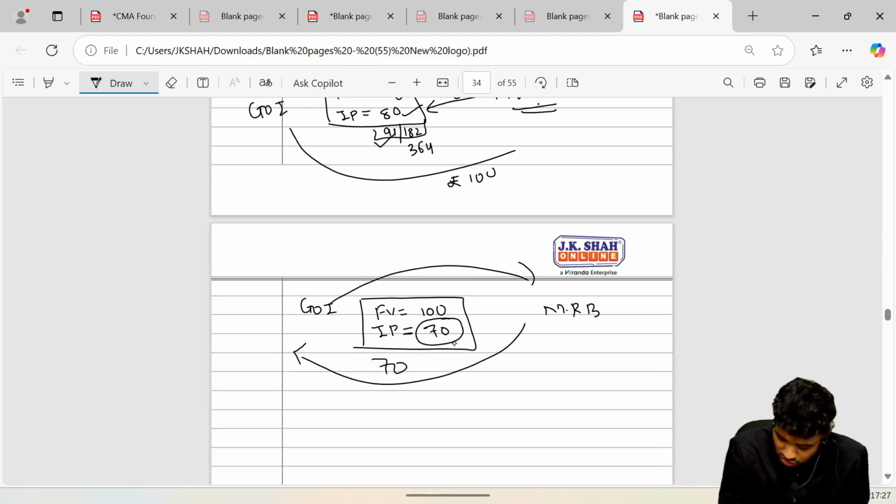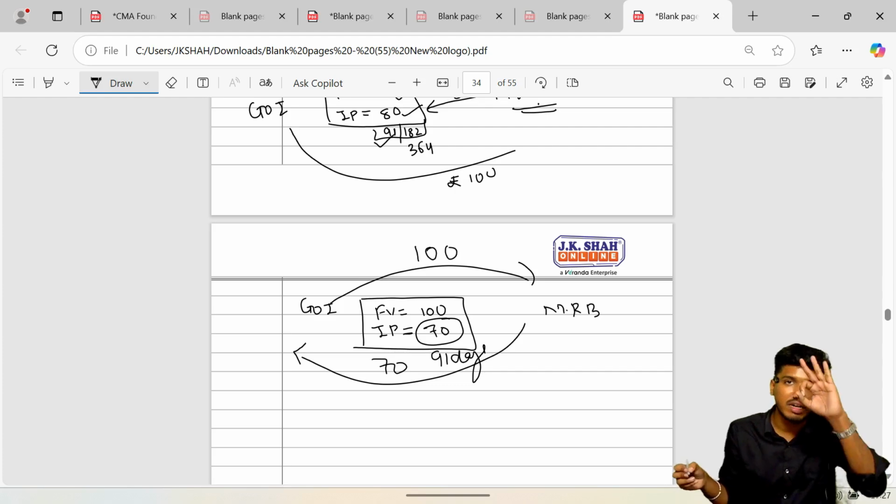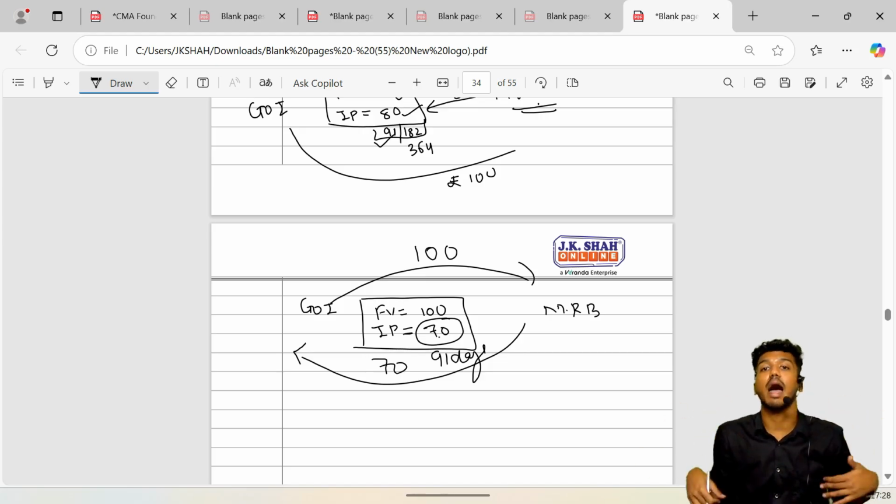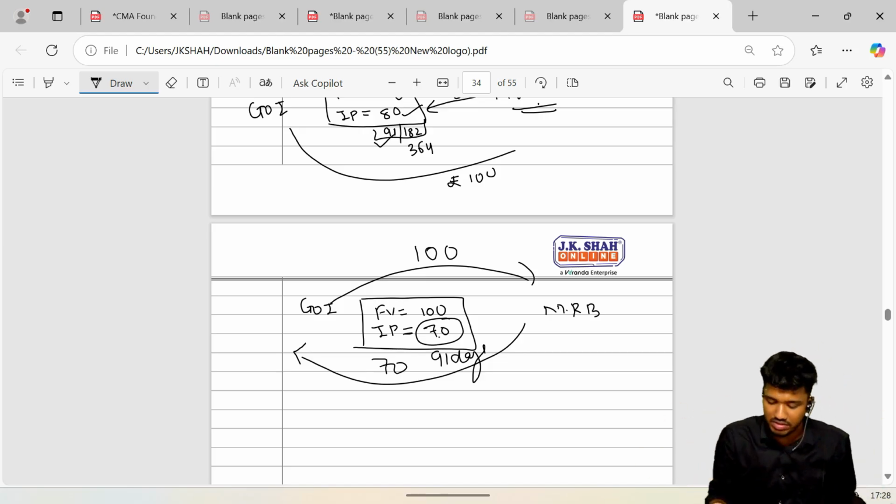I have taken a 91-day bill. After 91 days, government will pay me no interest but 100 rupees. So the balance 30 rupees, because I paid 70 and got 100, that 30 rupees is nothing but an appreciation or a benefit to me. That way it is treasury bills.